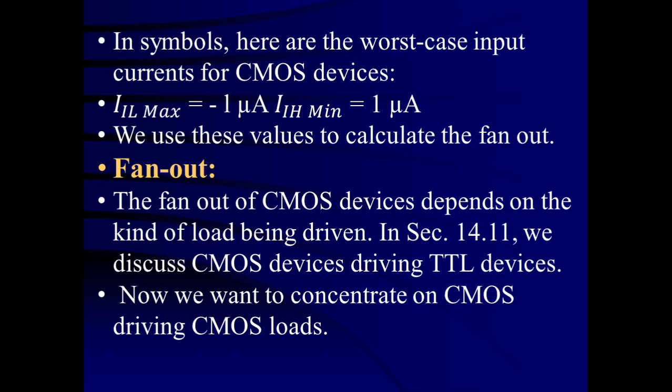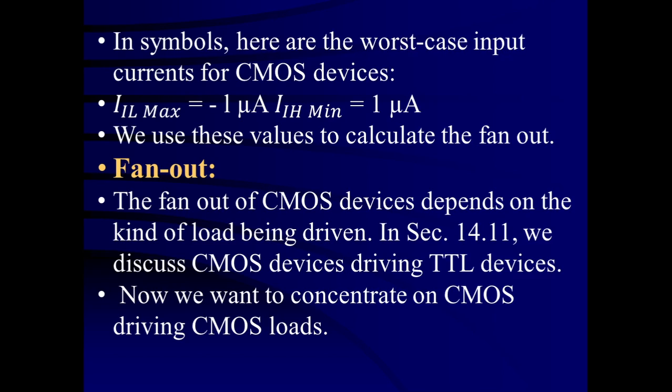In the symbol here, the worst case input currents for the CMOS devices are given in the data sheet. IIL maximum is equal to -1 microampere and IIH minimum is equal to 1 microampere. The first I stands for current, the second I stands for input current, and when the input is low, IIL maximum in worst case conditions can be 1 microampere, and it is going out of the device for the CMOS load. So it is shown by a minus sign.